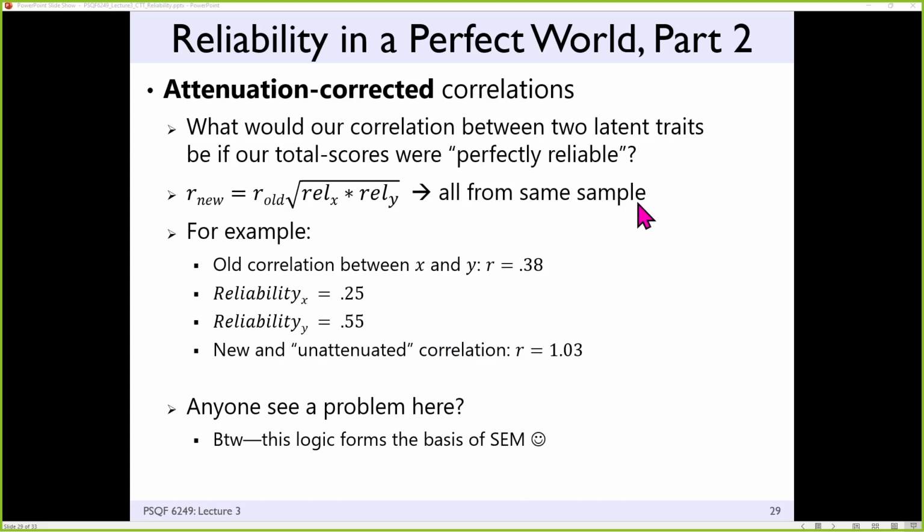So for instance, if I have a correlation between two variables that is 0.38, but each of them doesn't have a great amount of reliability to it, you can use this formula to anticipate what their correlation would have been had they had better reliability. And I'm not even lying, this is the example that was given in the original publication, a correlation of 1.03. Does that give anyone pause? Like that's a heck of a correction right there.